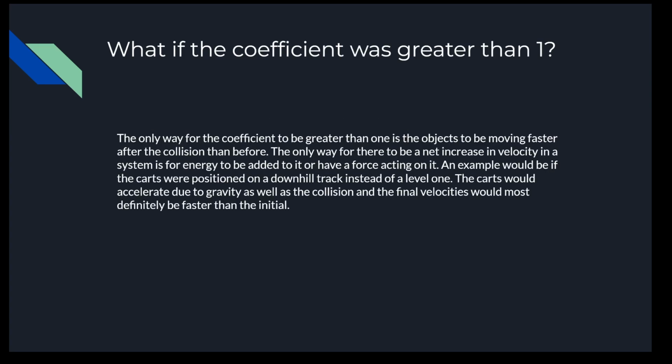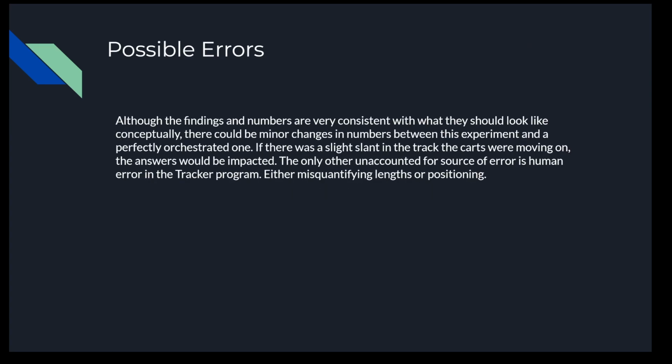positive coefficient of restitution. Although the findings and numbers are very consistent with what they should look like conceptually, there could be minor changes in numbers between this experiment and a perfectly orchestrated one. If there was a slight slant in the track the carts were moving on, the answers would be impacted. The only other unaccounted for source of error is human error in the tracker program, either misquantifying lengths or positioning.